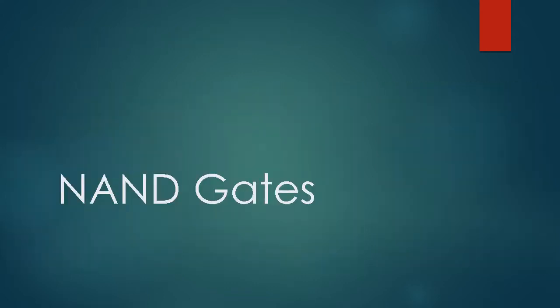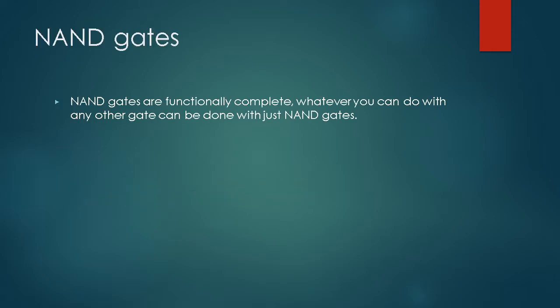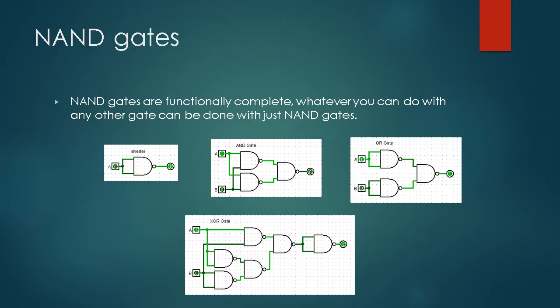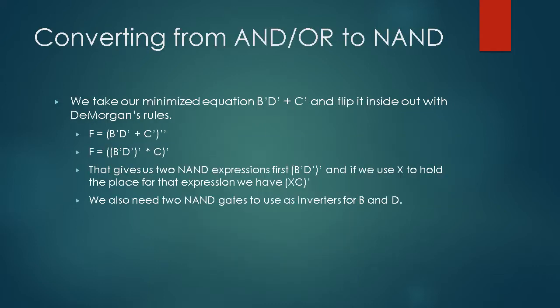I will be talking about NAND gates in this presentation. NAND gates are functionally complete. Whatever you can do with any other gate can be done with just NAND gates. To convert our AND OR function to a NAND function, we need to take our minimized equation, B0 D0 plus C0, and flip it inside out with De Morgan's rules.